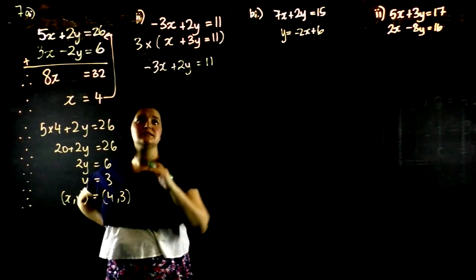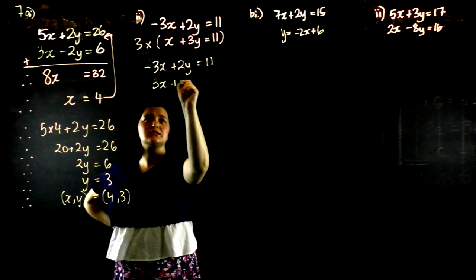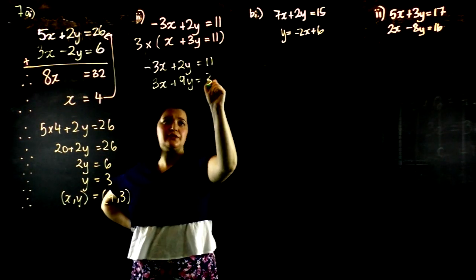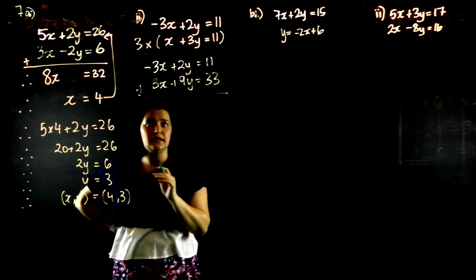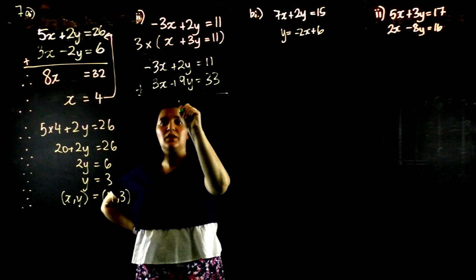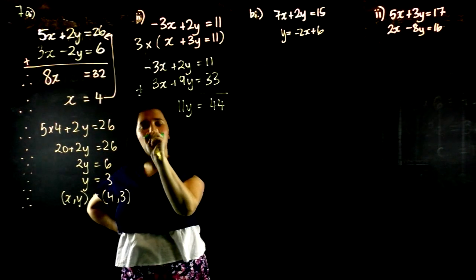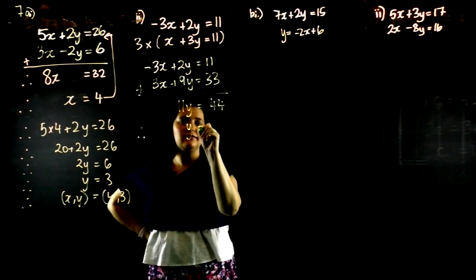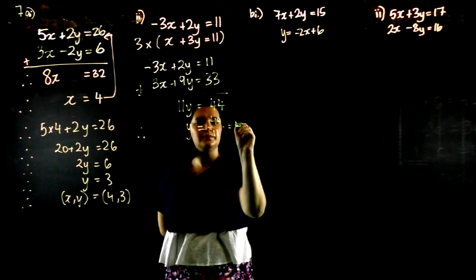Now I'm multiplying the second one by 3. So I've got 3x plus 9y equals 33. Now I can add them. So 3x take 3x is 0. 9y plus 2y is 11y equals 44. Therefore, dividing both sides by 11, y equals 44 over 11, which is 4.